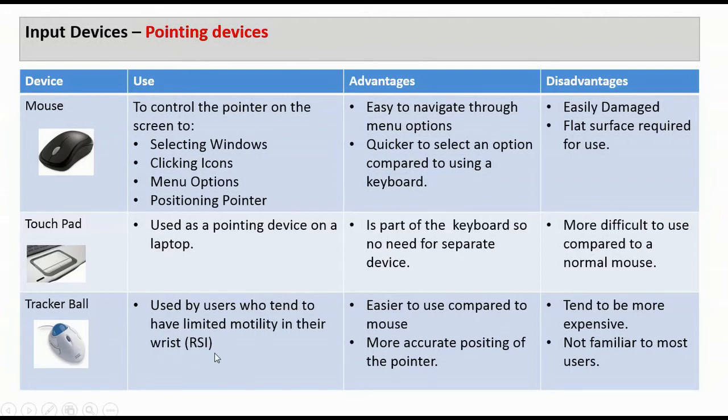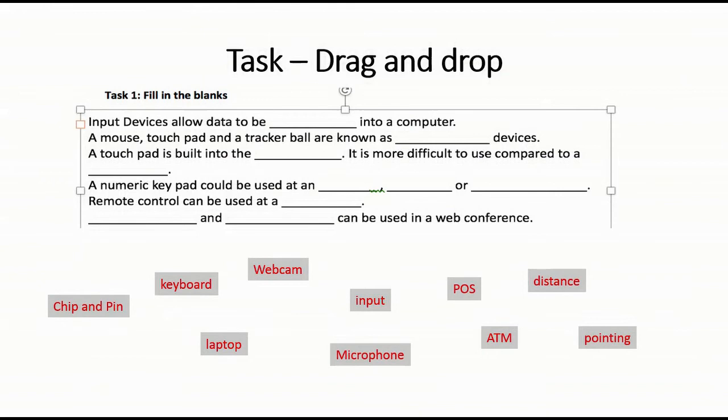The advantage of a tracker ball is that it is easier to use compared to a mouse and you can have more accurate positioning of the pointer, which definitely means that it is more expensive to purchase, and as you know, this is not very familiar to most users. Now let's try to complete a drag and drop task for all the input devices that we have discussed till now.